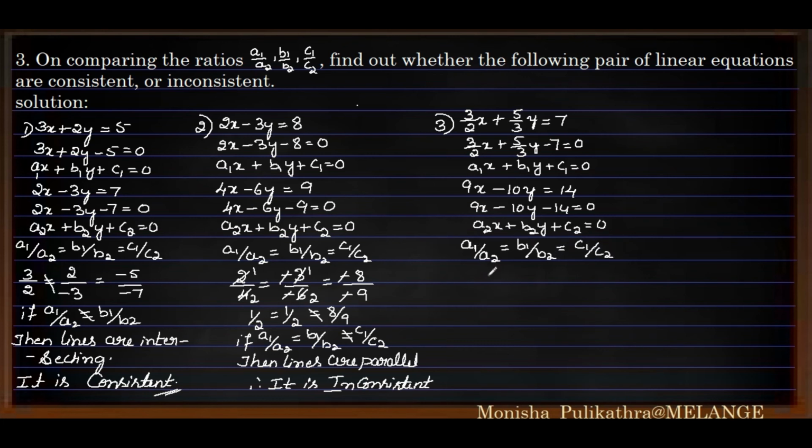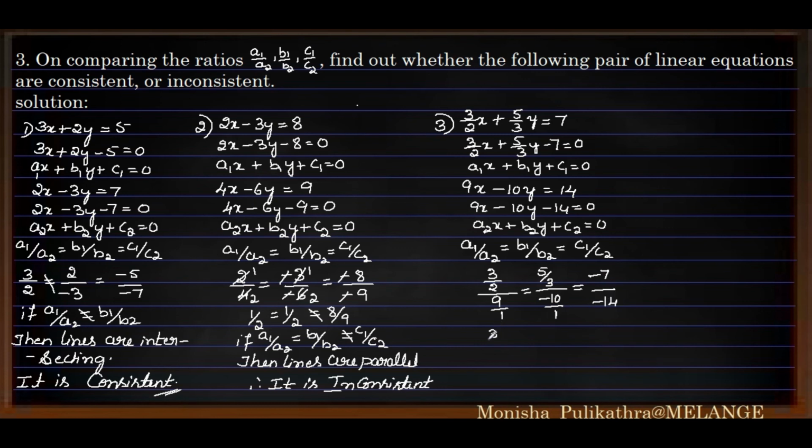So a1 is 3 by 2, so write 3 by 2 as it is. Next, a division symbol, and a2 is 9, so 9 means it is 9 by 1, right? So next, b1 is 5 by 3 divided by b2 is minus 10, which is nothing but minus 10 by 1. So next, c1 is minus 7 divided by c2 is minus 14.